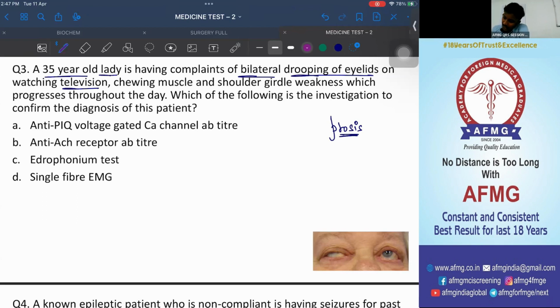Second, the patient is also having chewing muscle weakness and shoulder girdle weakness. Okay, which progresses throughout the day. Classical feature. Progresses throughout the day means the symptoms of the patient will worsen towards the evening. When will the symptoms be more? In the evening as compared to the morning. Okay, which of the following is the investigation to confirm the diagnosis of this patient?